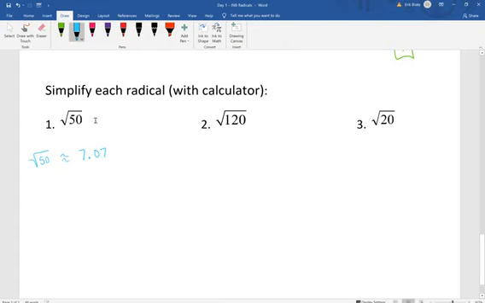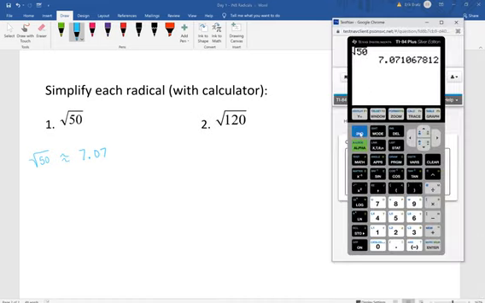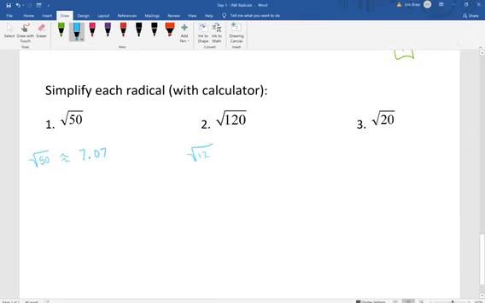Now there are other ways to simplify the radicals, but I am choosing to show y'all how to use a calculator. And your own math teacher might have a different way that they would like to show you. So make sure you're being a little flexible with this portion of the notes. For the next one, I'm going to do second x squared, or the radical. I'll type in 120. And it looks like we get approximately, the square root of 120 is approximately 10.95.